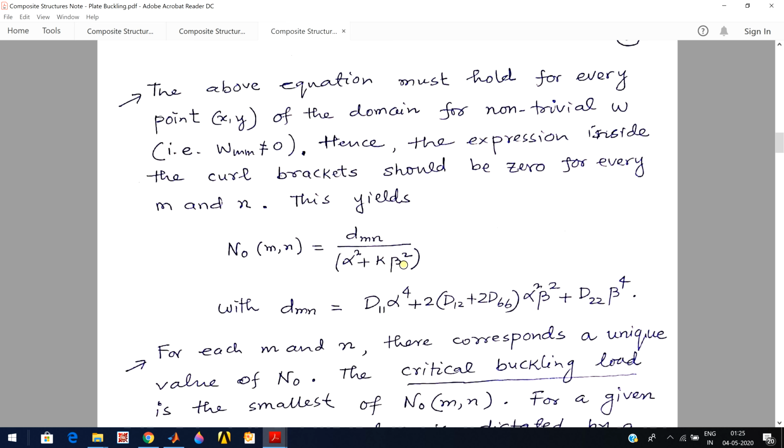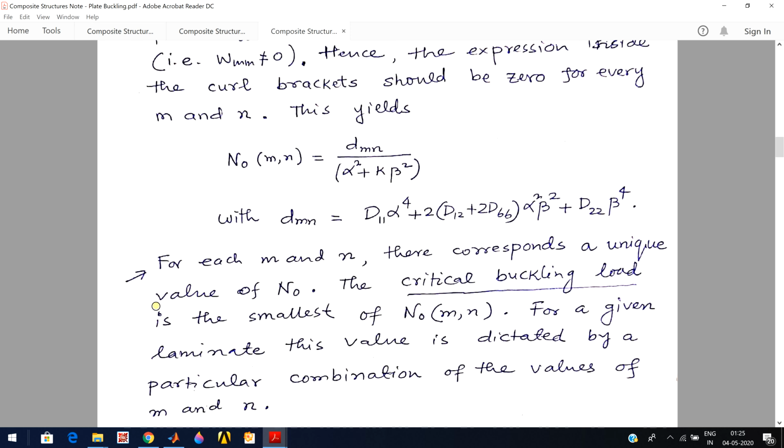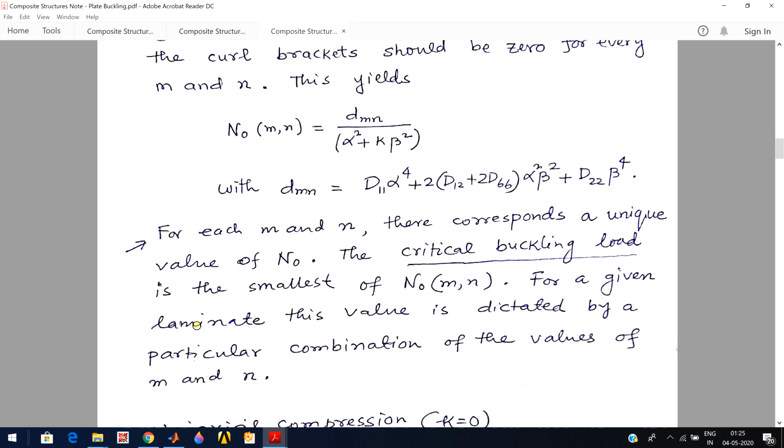And alpha and beta also consider mn. So you can see in this case, this mn is both in the numerator and denominator. So for each m and n, we'll get one unique value of n0, and the critical buckling load will be the smallest of this n0 mn.